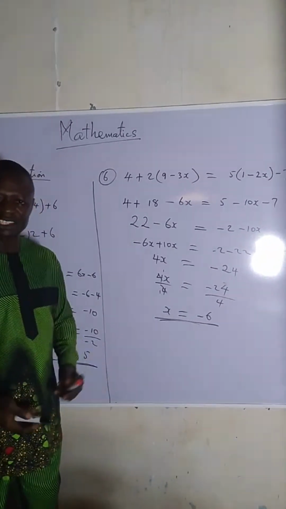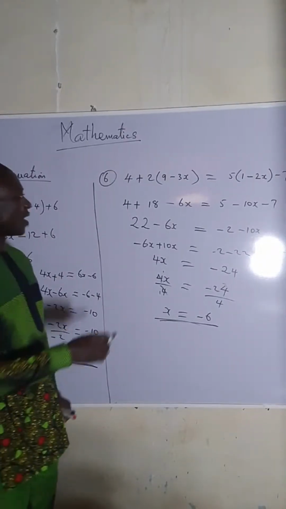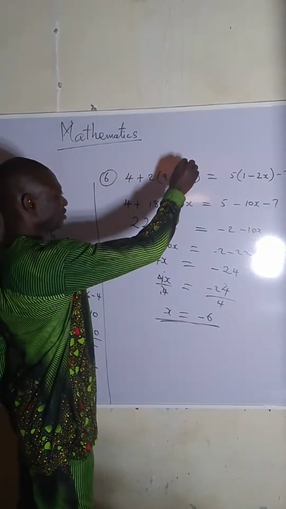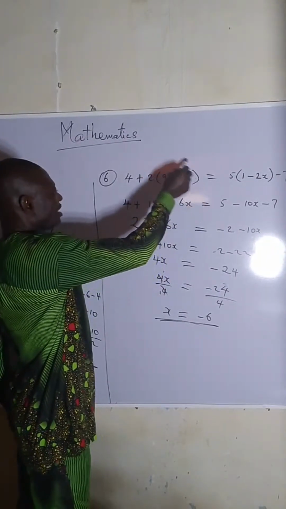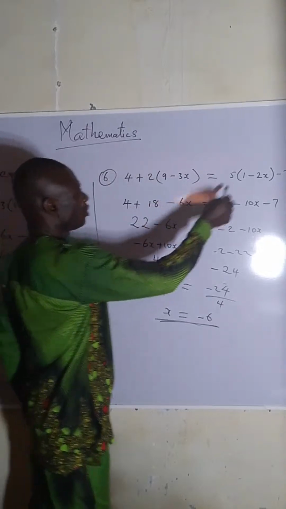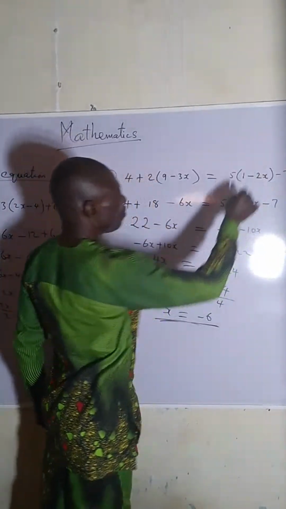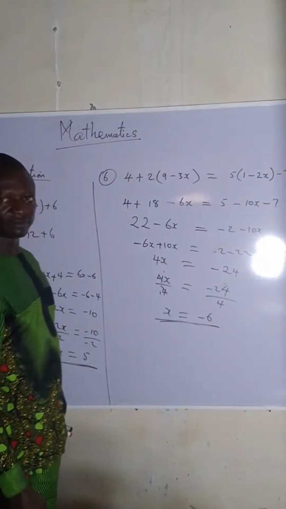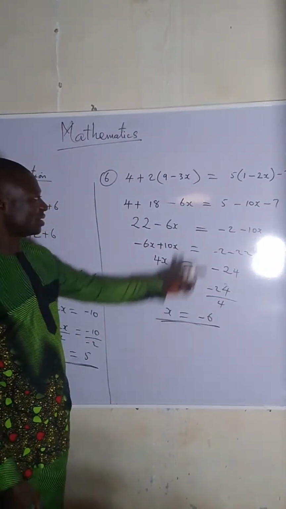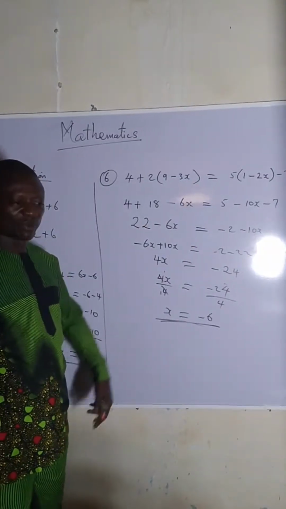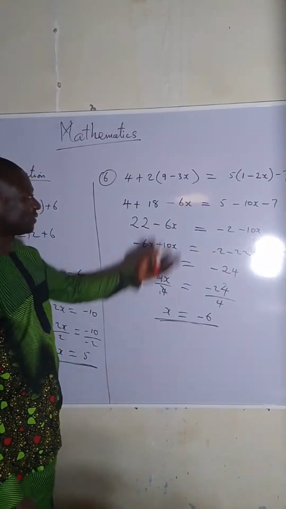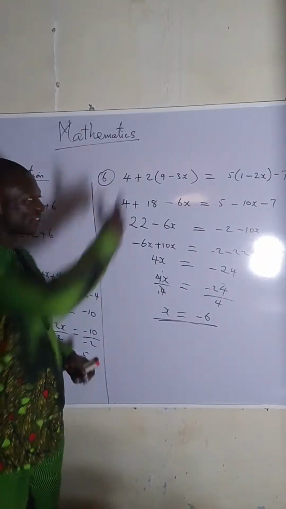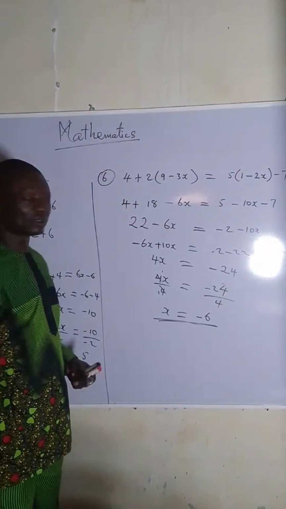You can try this on your own. When you put minus 6 here in position of x, whatever you get when you simplify this, and whatever you get when you also put the same minus 6 in place of x on the other side, and simplify, that is what the equation is saying. The left-hand expression and the right-hand expression are equal.